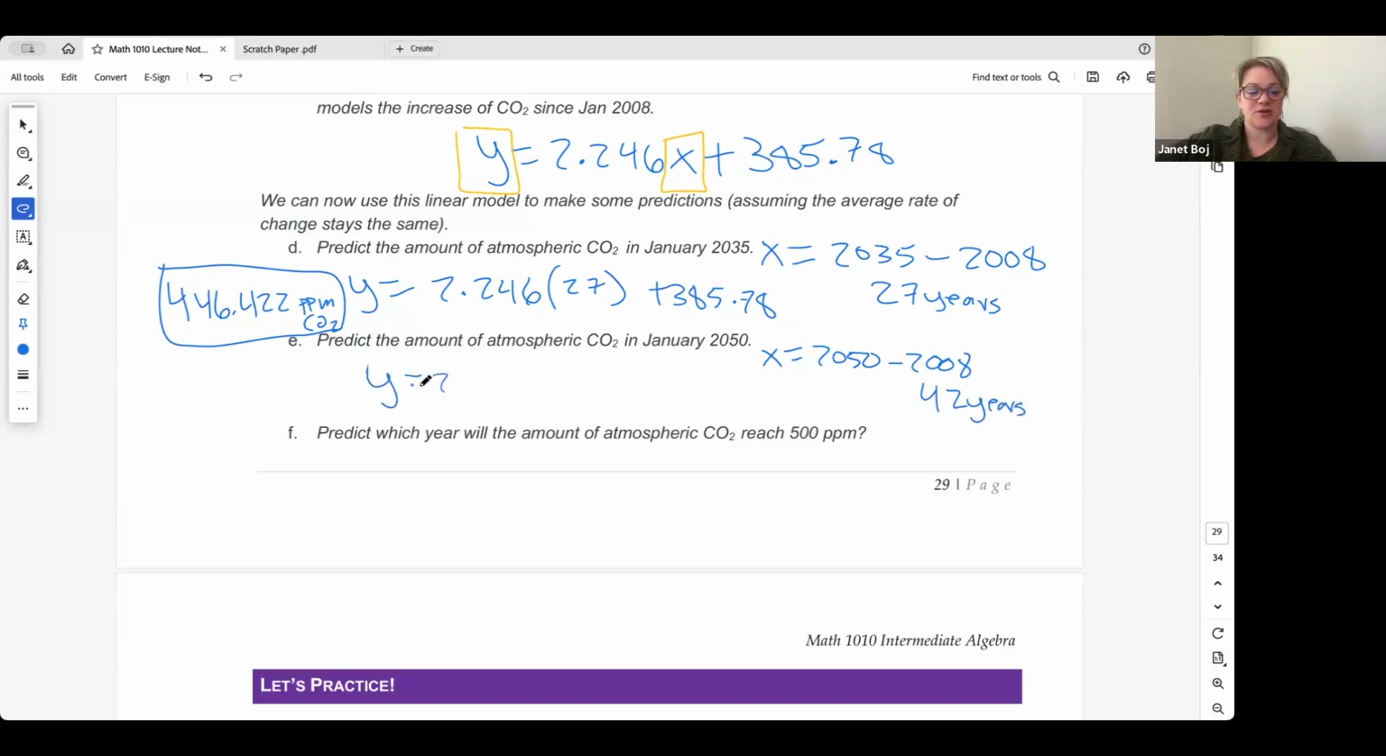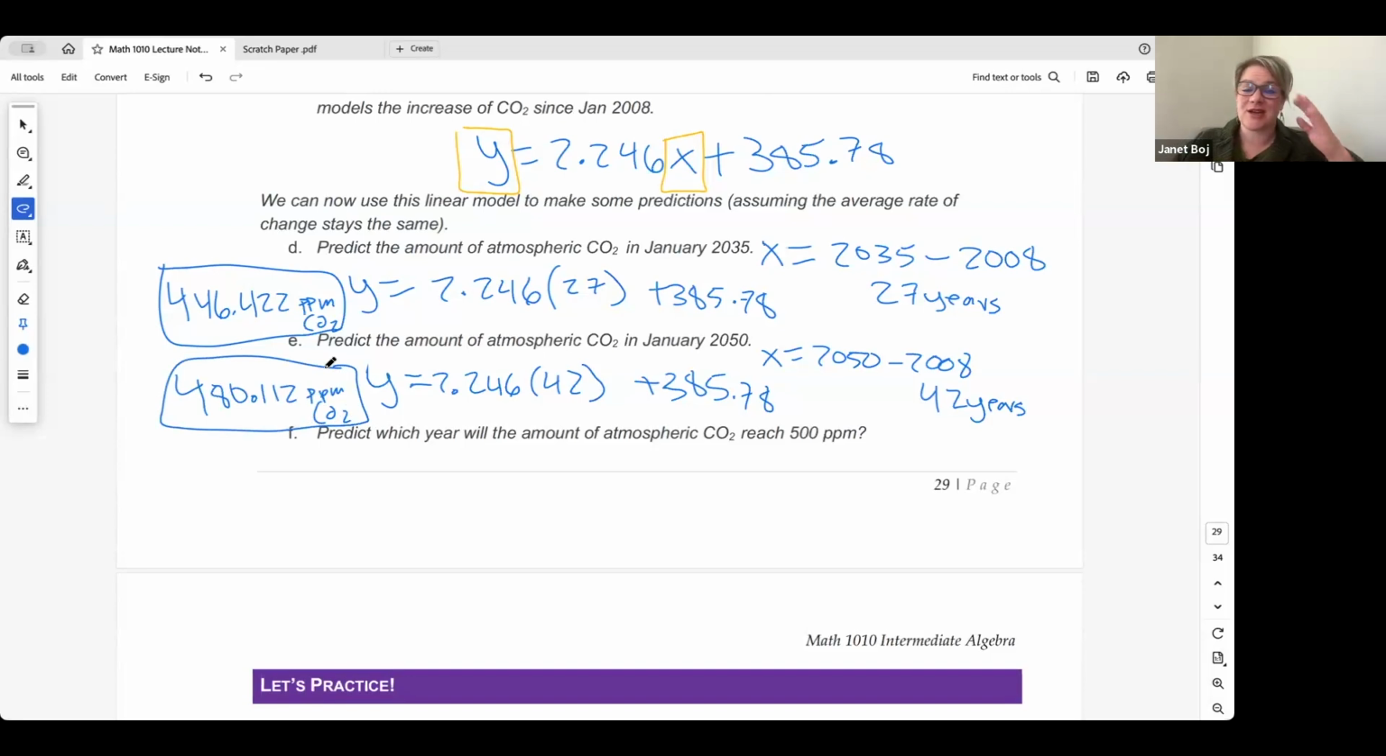And then we do the same. So 2.246 times that 42 years, adding that starting point of 385.78. So 42 times 2.246, that's 94.332, and then we add the 385.78. You get 480.112 parts per million of the CO2. Make sure you always label your answer when you're talking about the real world. Okay, so I plug in 27 years, and this is the amount of CO2 in the atmosphere. I plug in 42 years, this is the amount of CO2 in the atmosphere.